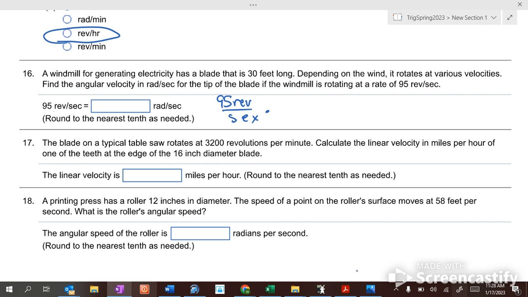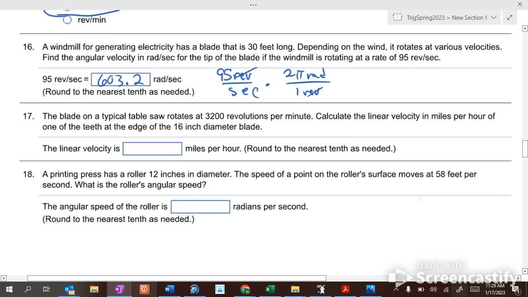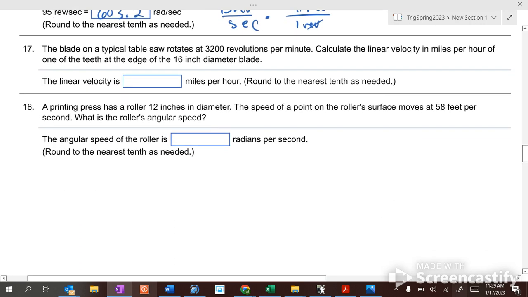To change it into radians per second, multiply by 2 pi radians over 1 revolution. Revolutions cancel per second. All right, so 95 times 2 pi. Okay. Now, the next one, the table saw one.